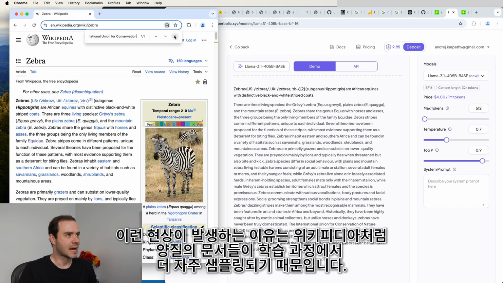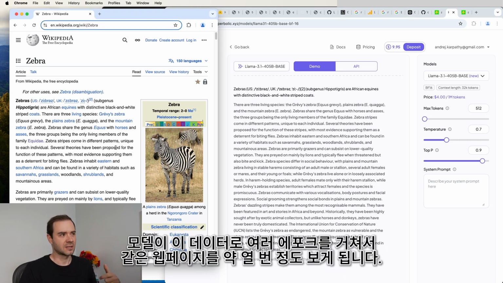Now, the reason that this happens actually is because for a lot of documents, like for example Wikipedia, when these documents are deemed to be of very high quality as a source, it is very often the case that when you train the model, you will preferentially sample from those sources. So basically the model has probably done a few epochs on this data, meaning that it has seen this web page maybe 10 times or so.